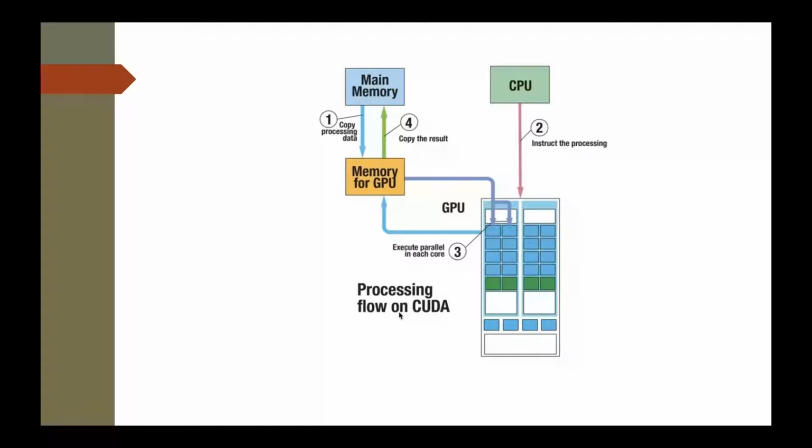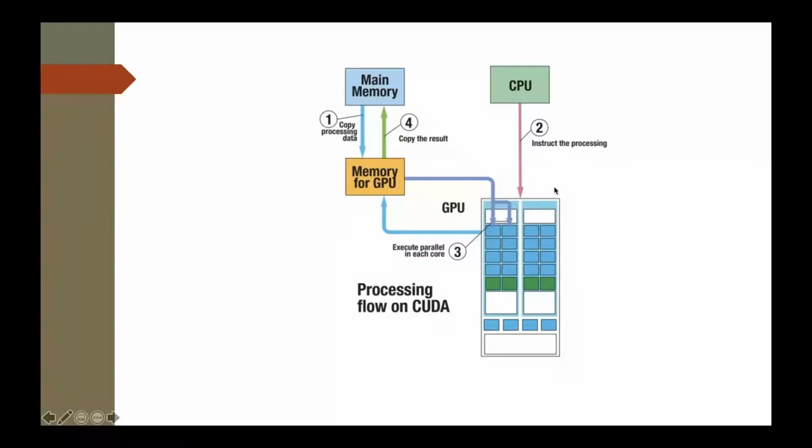So if you see the working of a GPU, the first step is that the data will be copied to the memory of the GPU, and the parallel processing will be carried out. Then in the second step, the CPU instructs the GPU that this is the parallel work. The streaming multiprocessor executes the parallel code in each of its cores using threads. Then after the completion, the result is again copied to the main memory of the CPU. This is the fourth step.